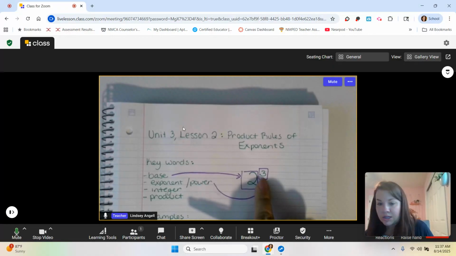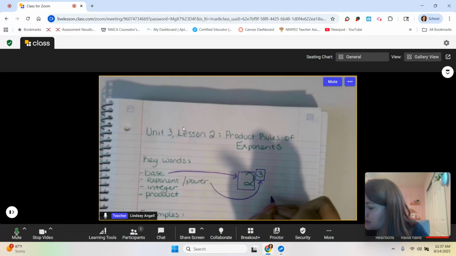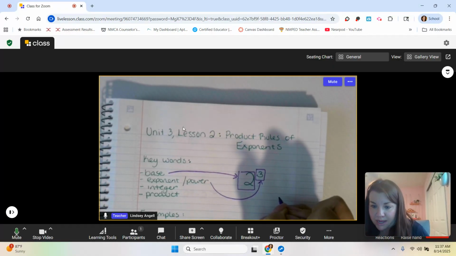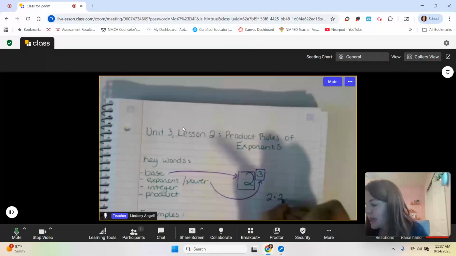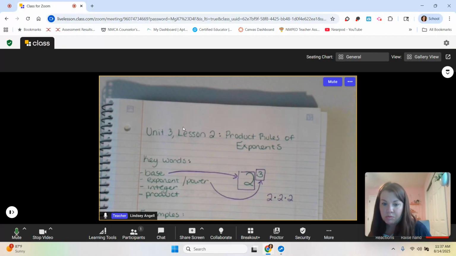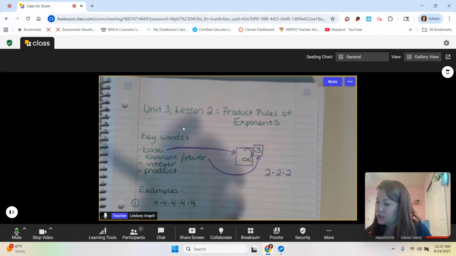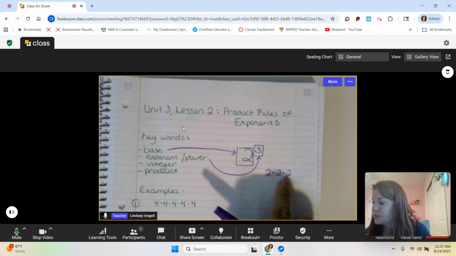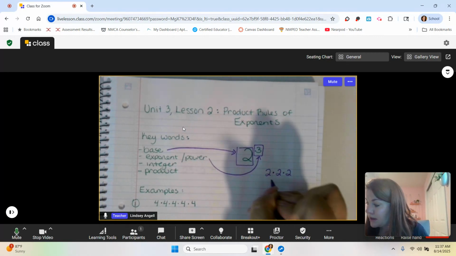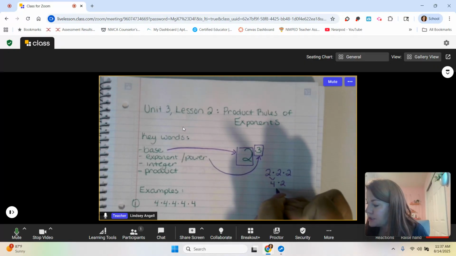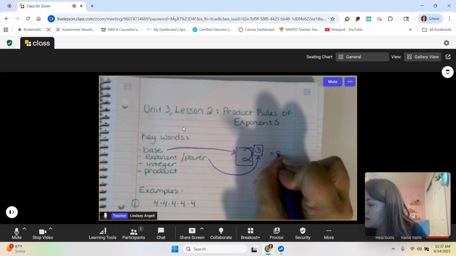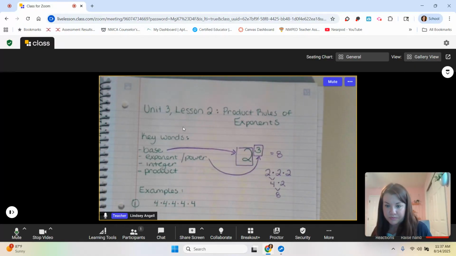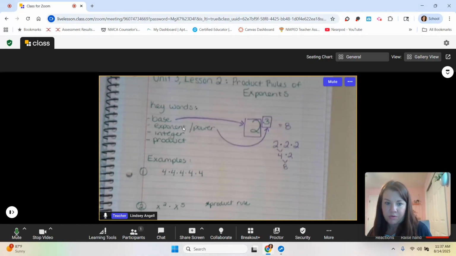So if I were to evaluate this, the 2, or the base, tells me what I'm multiplying, and the exponent tells me how many of them to multiply. So in this case, 2 to the third power is 2 times 2 times 2. Well, I could even keep going. 2 times 2 is 4, times 2 is 8. So 2 to the third power is equal to 8. Okay, hopefully that's a decent review.